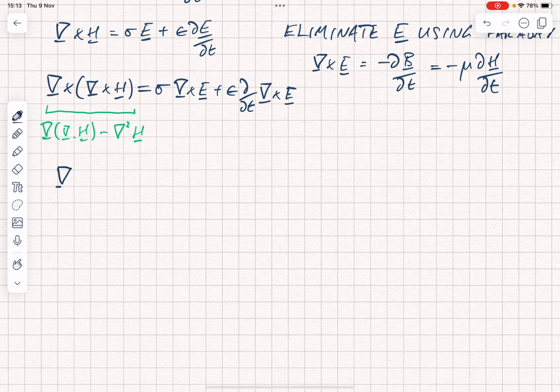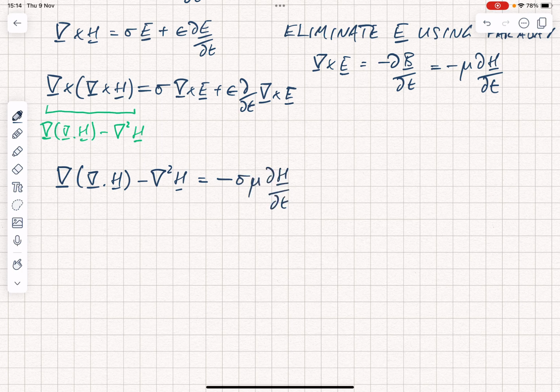So we have that the gradient of the divergence of the H field minus nabla squared, del squared, however you want to refer to that second derivative of H, is equal to minus sigma mu dH by dt, and that's just substituting for curl E, minus epsilon mu d2H by dt squared, and that's doing the second differentiation there.